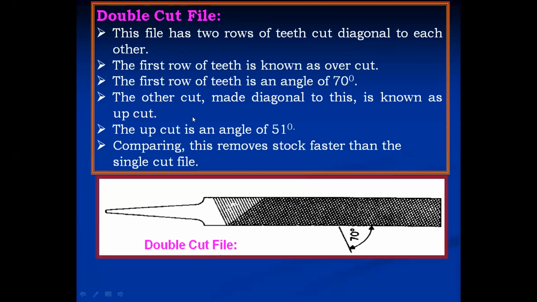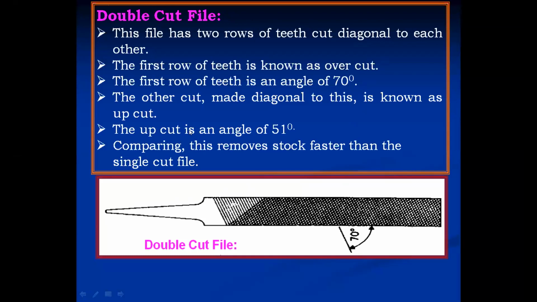Next, the first row of teeth is known as an overcut. So, these teeth are called overcut. It is an angle of 70 degrees. See here, it is a 70 degree angle. These teeth are arranged at 70 degrees. That is called overcut.